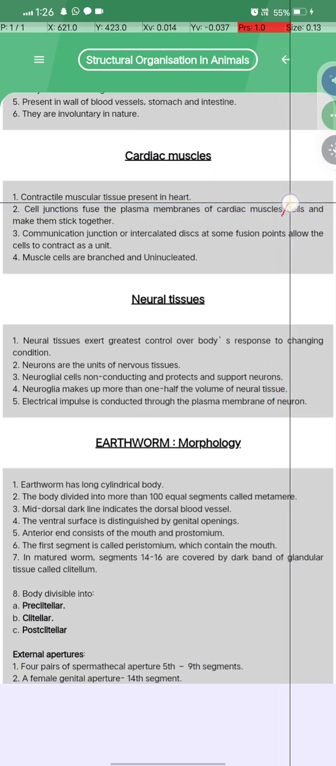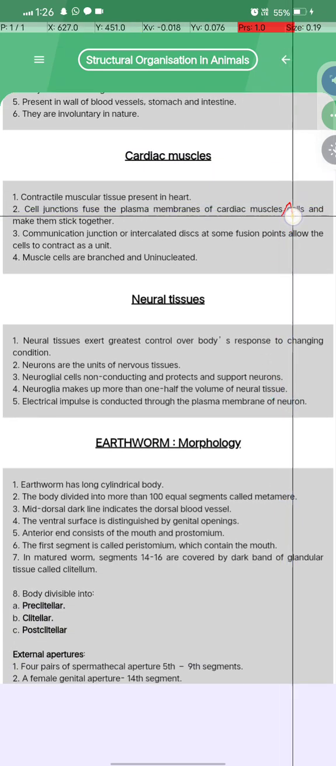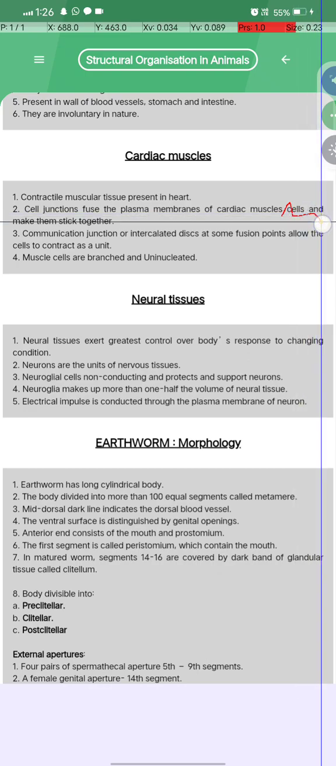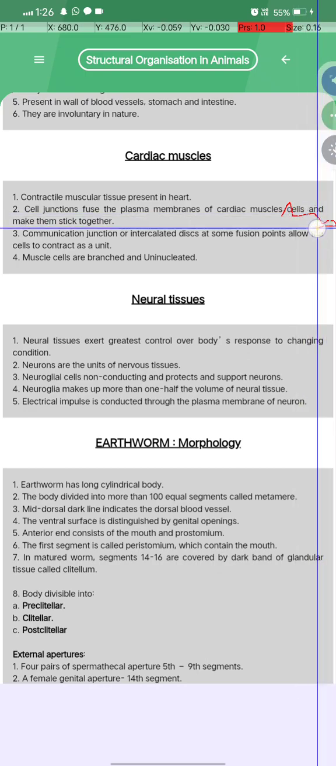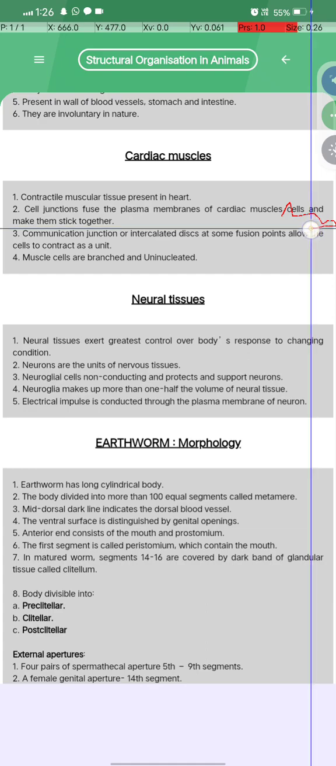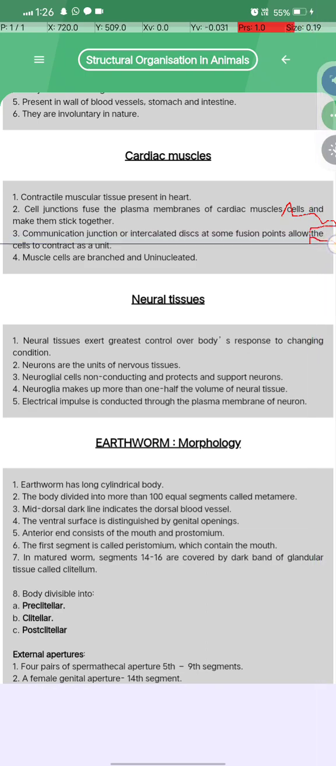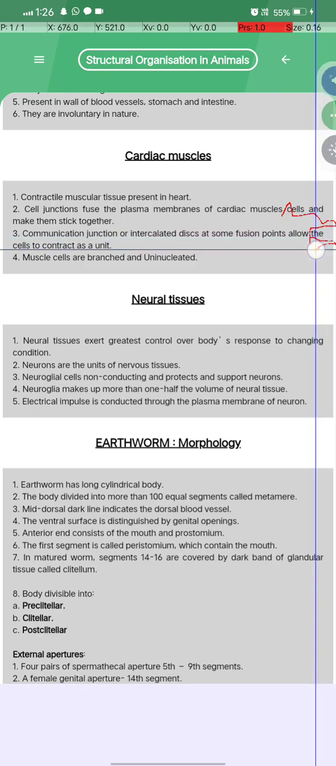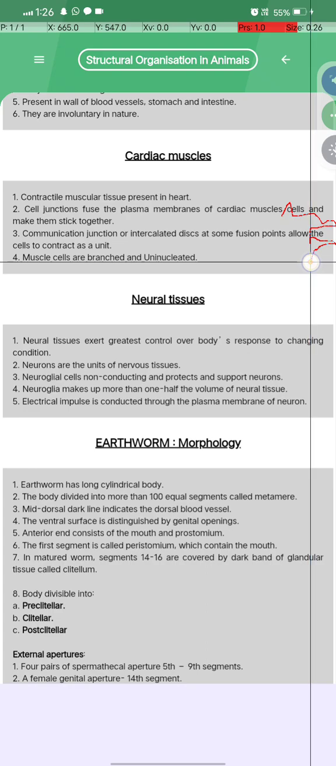Cardiac muscular tissue is present in the heart. The plasma membranes of cardiac muscle cells fuse and are marked at the points where they stick together, and the communication junctions or intercalated discs at some fusion points allow the cells to contract as a unit. Cardiac muscle cells are branched and uninucleated.